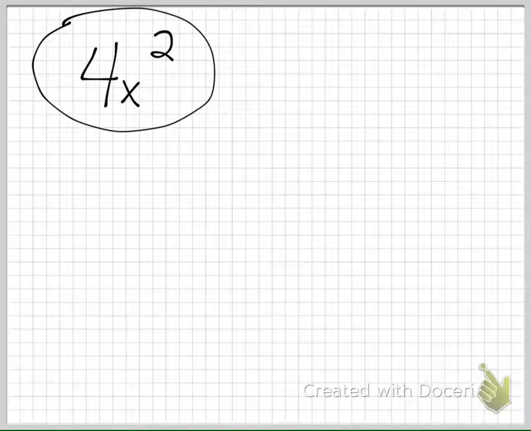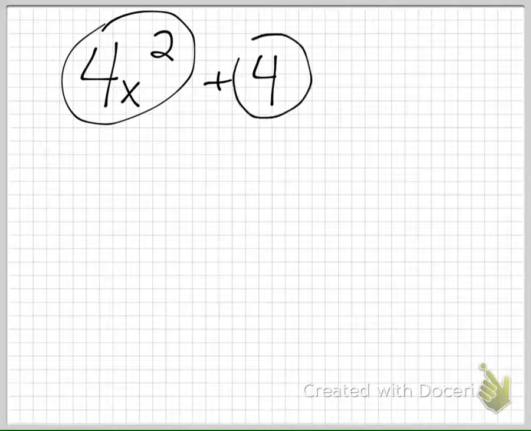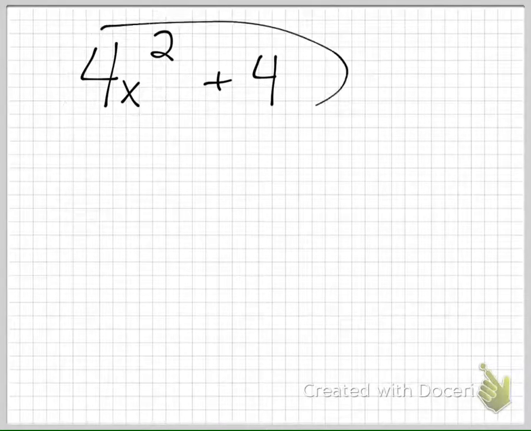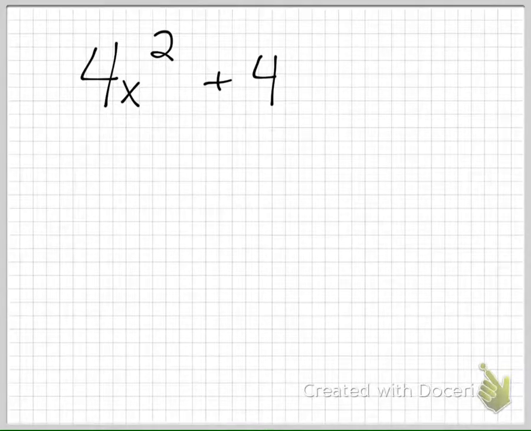Agreed? Nothing but multiplication. But if I said 4x squared plus 4, this is now a polynomial. It's a polynomial because there's more than one term, right? There's one term here. That's a monomial. That's a monomial. More than one monomial makes it a polynomial. Makes sense? Okay. More specifically, this is called a binomial. Bi means two. That's a binomial.